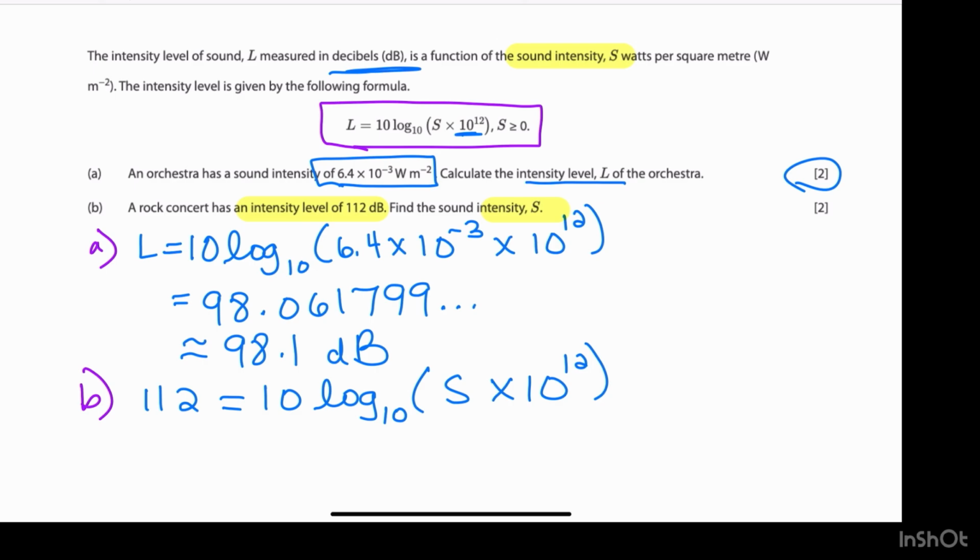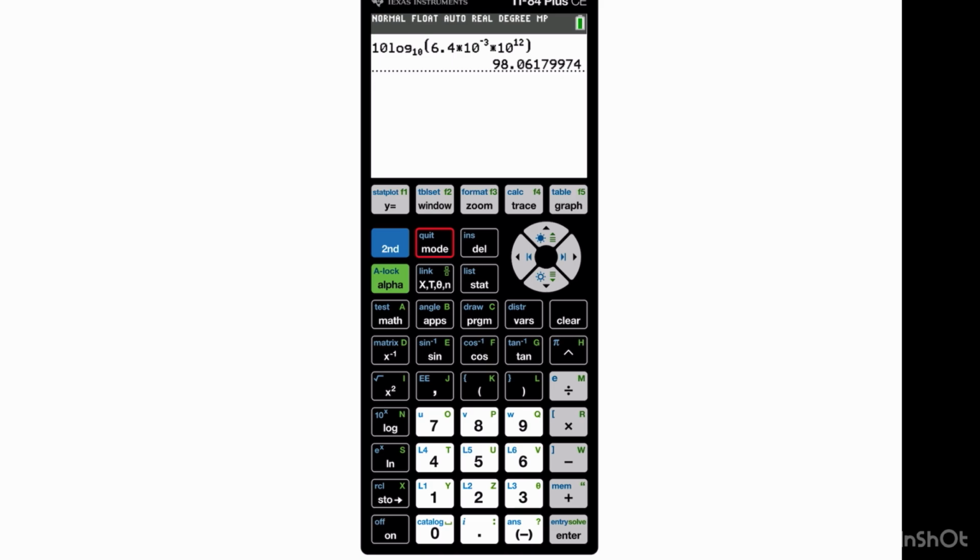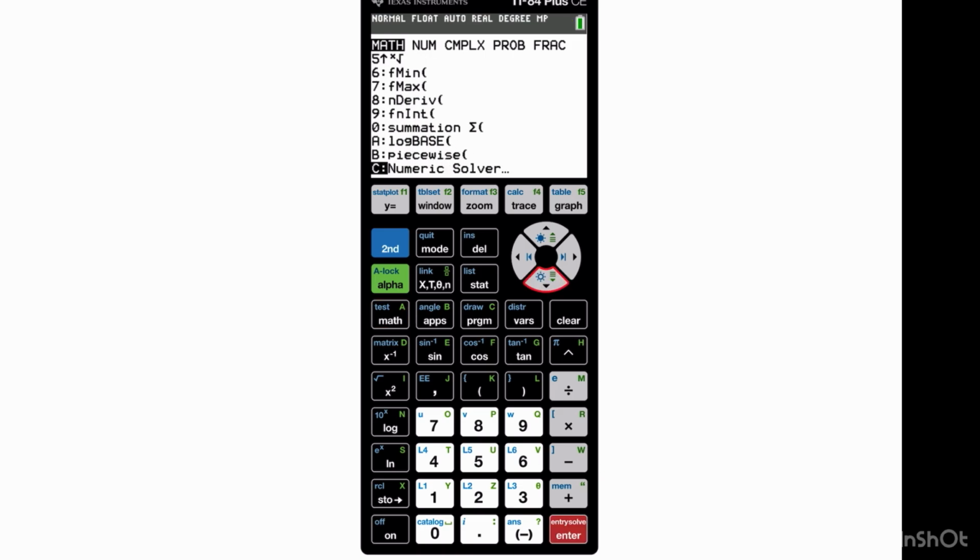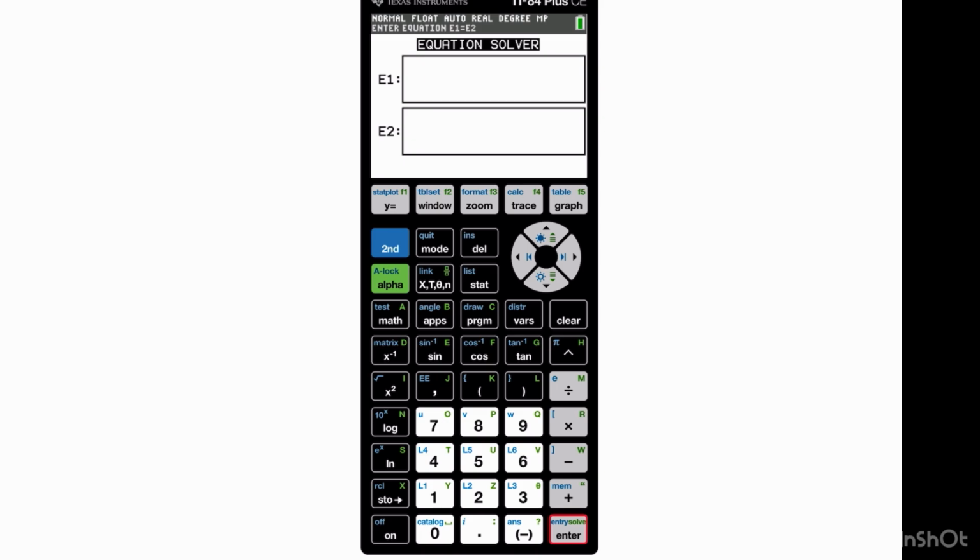So you're wondering, how do I do this? Do I have to rewrite this? Absolutely not. Your calculator has a numeric solver, and you can put this into the numeric solver to get the answer. Back in the calculator, you're going to go to math, you're going to go to numeric solver, which you're going to absolutely love. It's going to open up these two different boxes, and in each one, you're going to put each side of the equation. So on the left side of the equation, we had 112. On the right side, we have 10 log base 10.